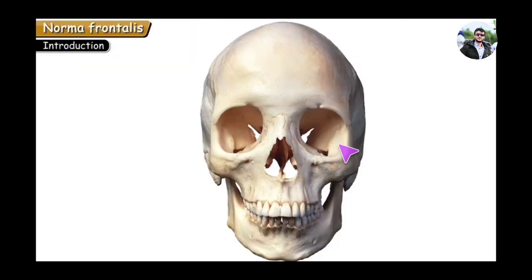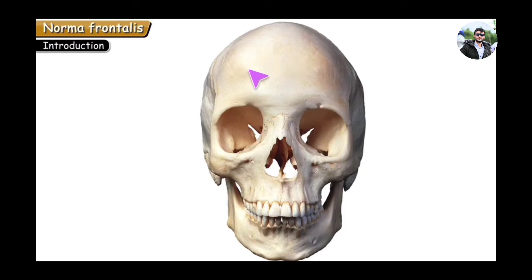Now after we finished talking about the bones and the sutures between every bone, it is time to start talking about the special features that we can find in this aspect. The first special feature is found in the frontal bone.